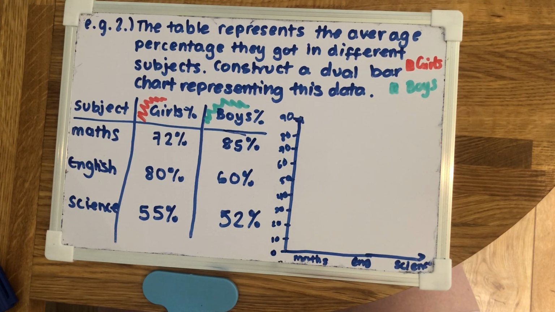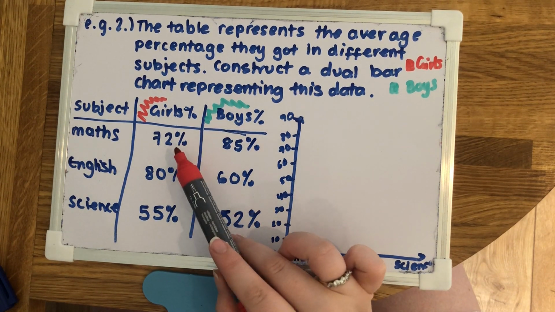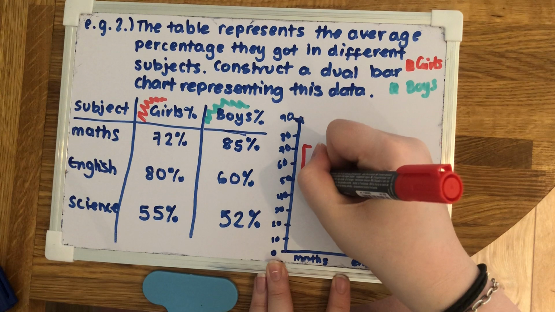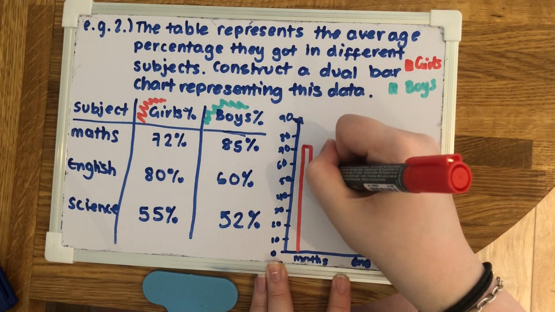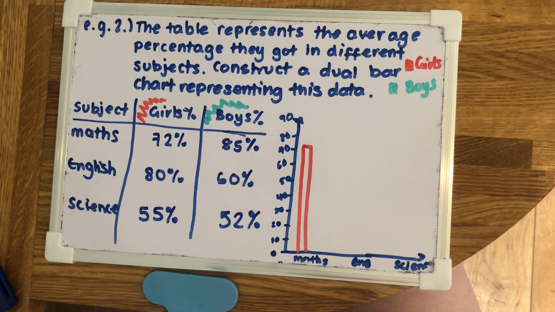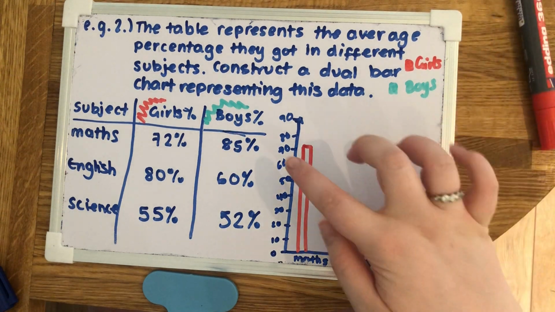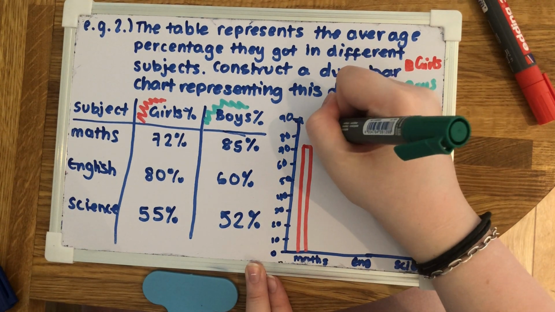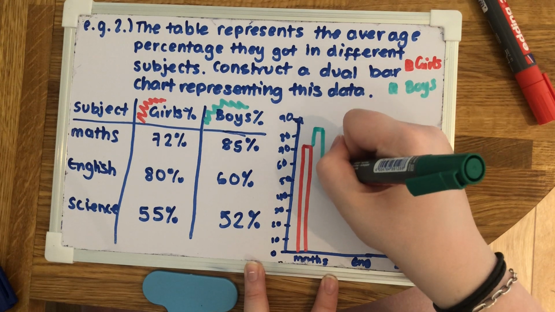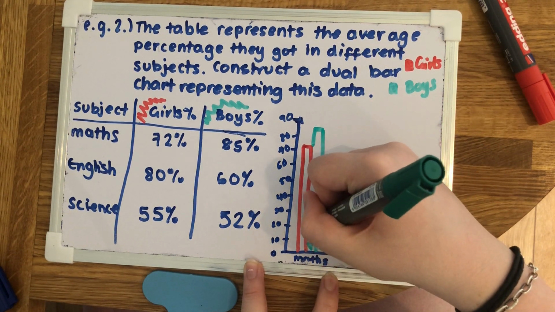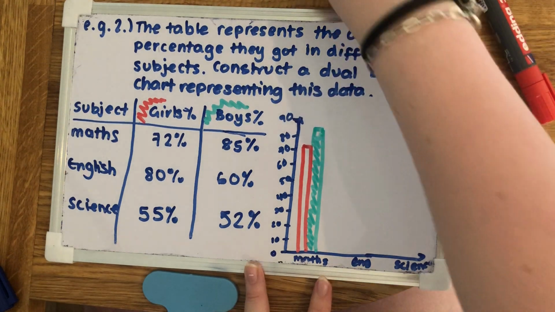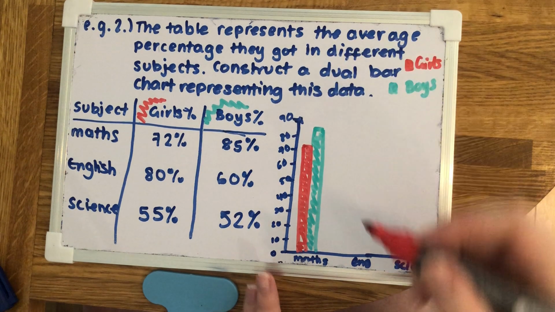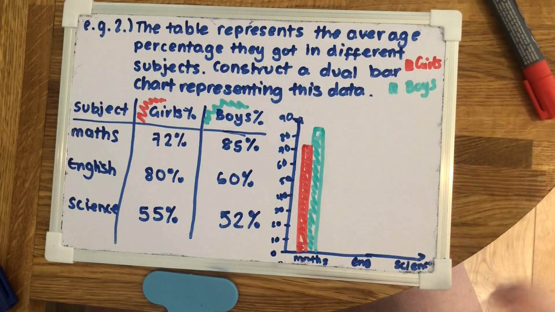So firstly, similar to before. So for the maths, the girls got 72. So roughly find where 72 is. Okay, and as I said before, these ones are going to be touching each other. So the girls were that, boys were 85, which is about here. Okay, again, you can colour them in if you want to, make it look pretty. Okay, so those two bars are touching each other, so that's for the maths.